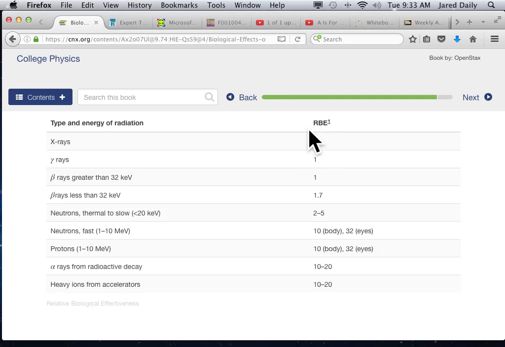So X-rays have an RBE of 1, gamma rays an RBE of 1, beta rays, which are the electrons, an RBE of 1. Beta rays that have less than 32 kilo electron volts, 1.7. Neutrons: slow neutrons 2 to 5, fast neutrons 10 to the body, 32 to the eyes. Protons the same. And then alpha rays 10 to 20, heavy ions 10 to 20.